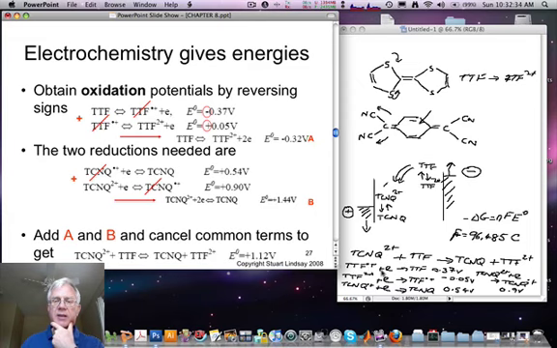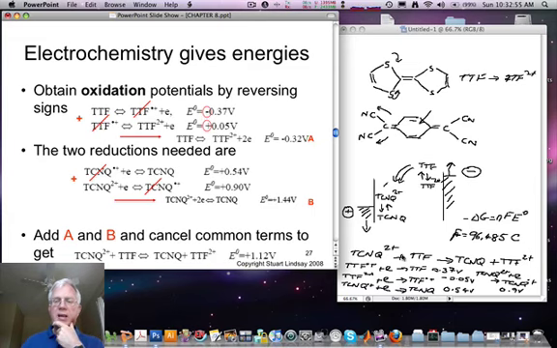TTF+ plus an electron goes to TTF at plus 0.37 volts. We can find the reverse reaction, which is TTF giving up an electron to become TTF+, if we change the sign of the standard potential. And this is done here.